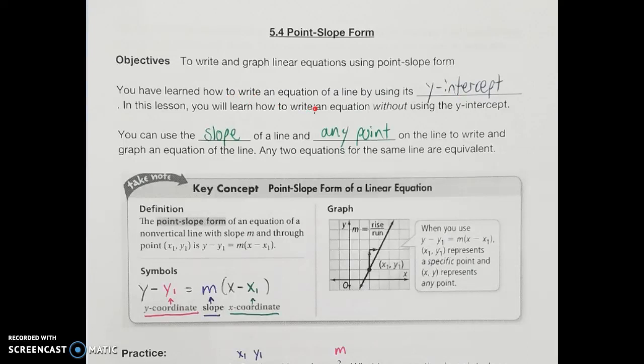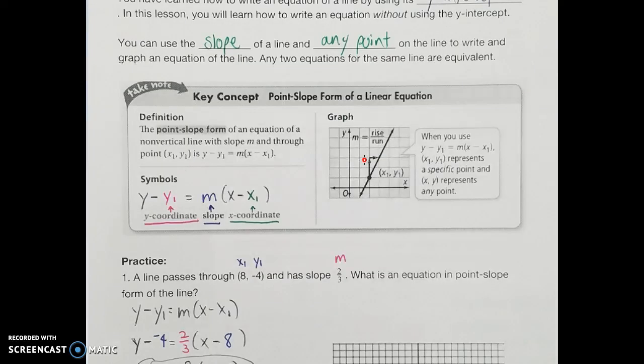In this lesson, we'll learn how to write an equation without using that y-intercept, which allows you to use more different kinds of situations as a start. You can use the slope of a line at any point on that line to write and graph an equation of the line. So any two equations for the same line are again going to be equivalent. And the point-slope form that we're going to use of an equation with slope m going through point (x1, y1) is y minus y1 equals m(x minus x1).